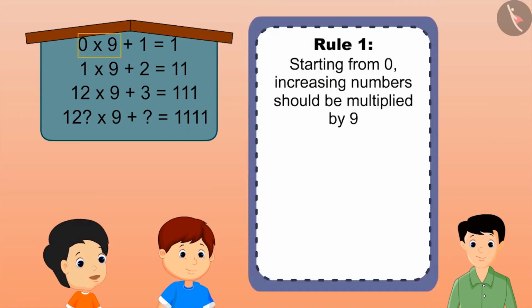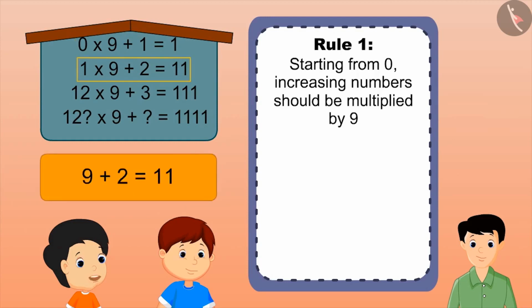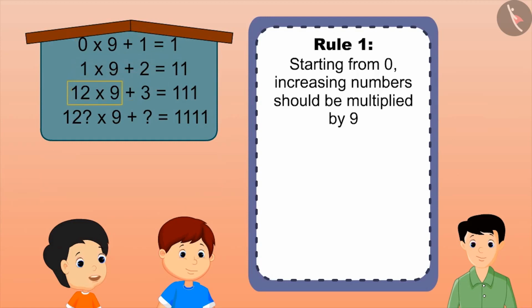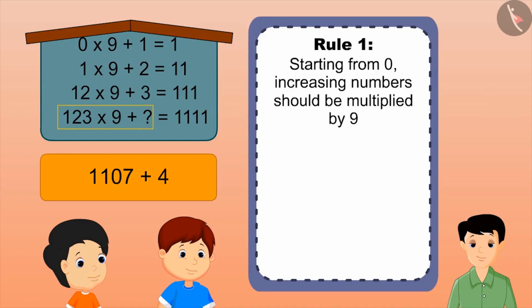0 multiplied by 9 gives 0, plus 1 gives 1. Then 1 multiplied by 9 gives 9, plus 2 gives 11. Then 12 multiplied by 9 gives 108, plus 3 gives 111. So with this rule, the next digit will be 123, which on being multiplied by 9 gives 1107. On adding 4 to this will give 1111.